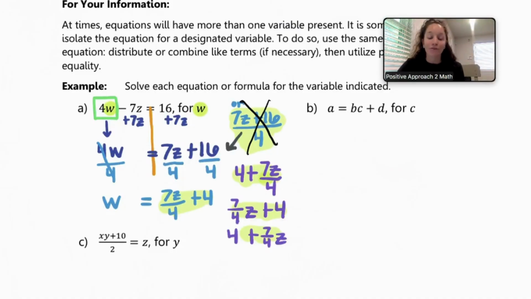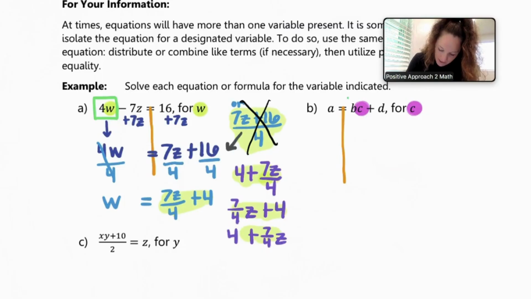Okay, so letter B. Draw my line down the equal sign. It's asking us to solve for C, to get C all by itself. So let's see if I can highlight that. Okay, let's put that guy in a box. BC is one term, so we're going to put it in the box. I really think that box method comes in handy here.